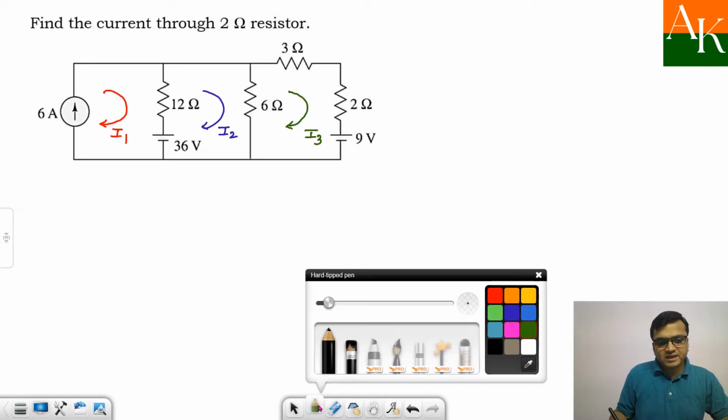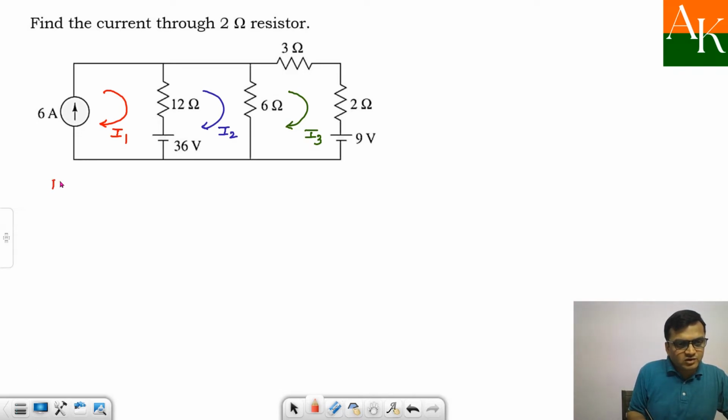Now you can't apply KVL in mesh 1. Why? Because there is a current source. So whenever current source is there, you can't apply KVL over here. So how to write down then equation from mesh 1? So you can write over here from mesh 1. I am not writing KVL equation, I am just writing from mesh 1.